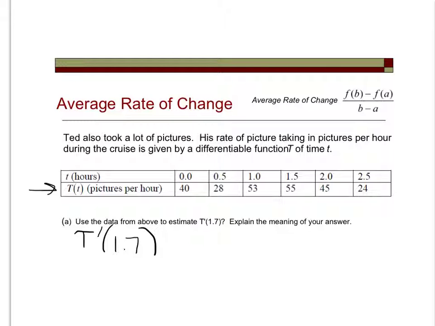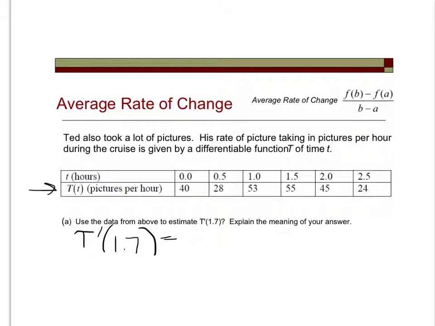Okay, so now we want to find the rate of change of T pictures per hour. So this is actually asking for something a little different. Since I'm given pictures per hour and I'm going to find the slope of pictures per hour, it's like we're actually finding the acceleration, right? Because we're taking the slope of a derivative.